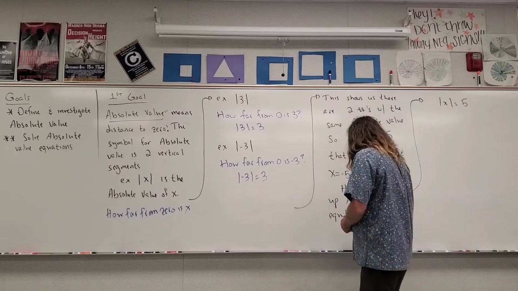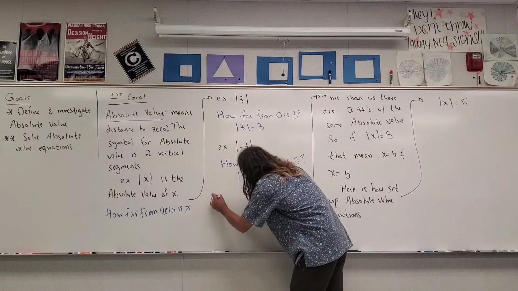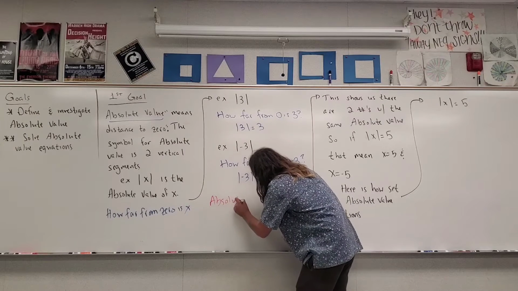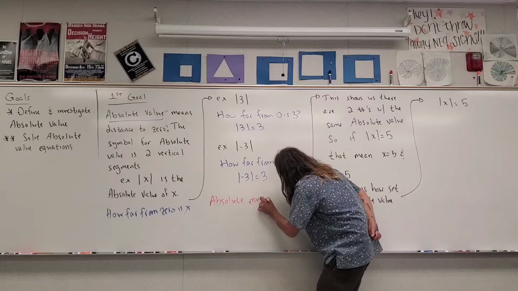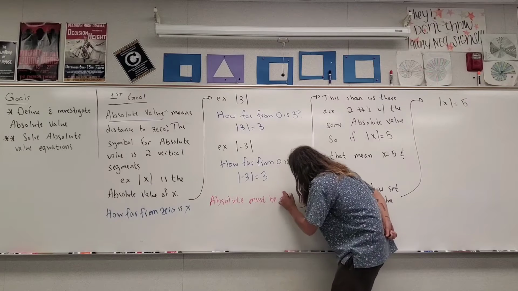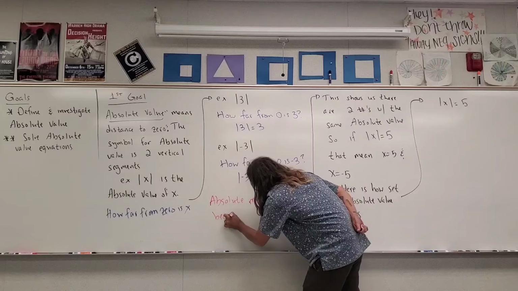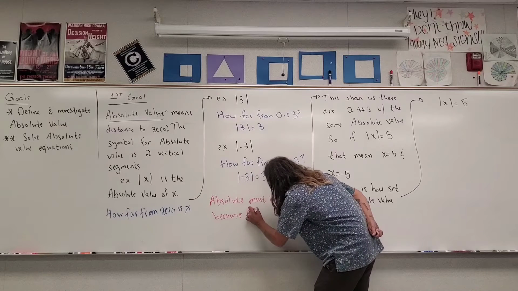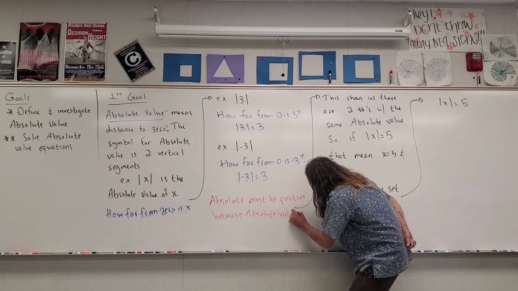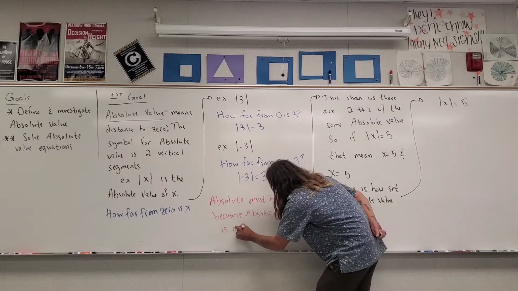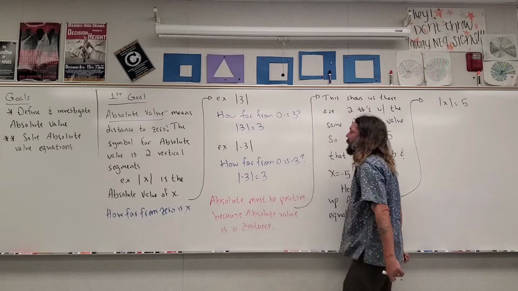This is a very important concept in this lesson. Absolute value must be positive because it is a distance. It can also be 0. Absolute value must be positive because absolute value is a distance.